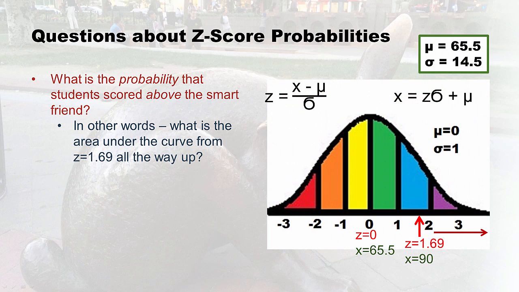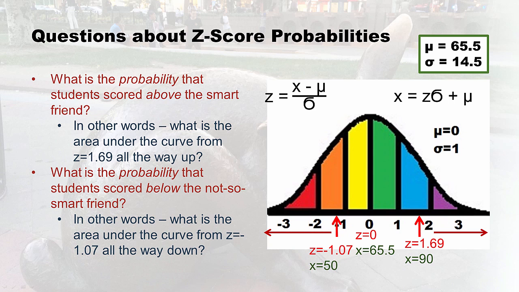Okay, so now let's ask this question. Let's say, what is the probability that students scored above the smart friend? Now we could also ask for below, but I'm just choosing to ask for above this time. So in other words, what is the area under the curve from z equals 1.69 all the way up? So see, a little ways through that blue wedge, we wish we knew the area for everything up from 1.69 z through the purple area through the little black thing at the top. We wish we knew that area. We only know from the empirical rule what's on the cut points of like 1 and 2, but we don't know these in-between things. So how do we figure that out?